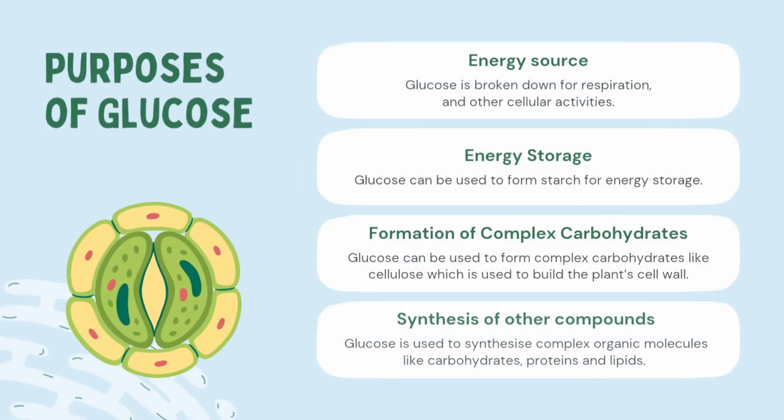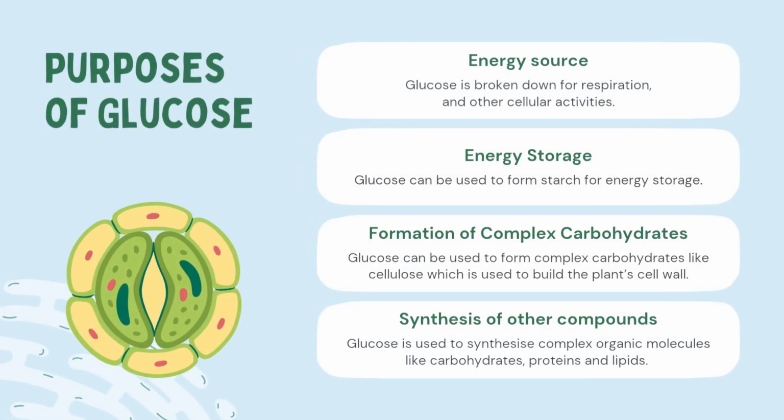Now, what's the purpose of glucose? Why do plants even bother making it? 1. Energy source. Glucose is broken down for respiration and other cell activities. Basically, it's plant fuel. 2. Energy storage. Plants can convert glucose into starch to store energy for later. It's like a plant pantry.